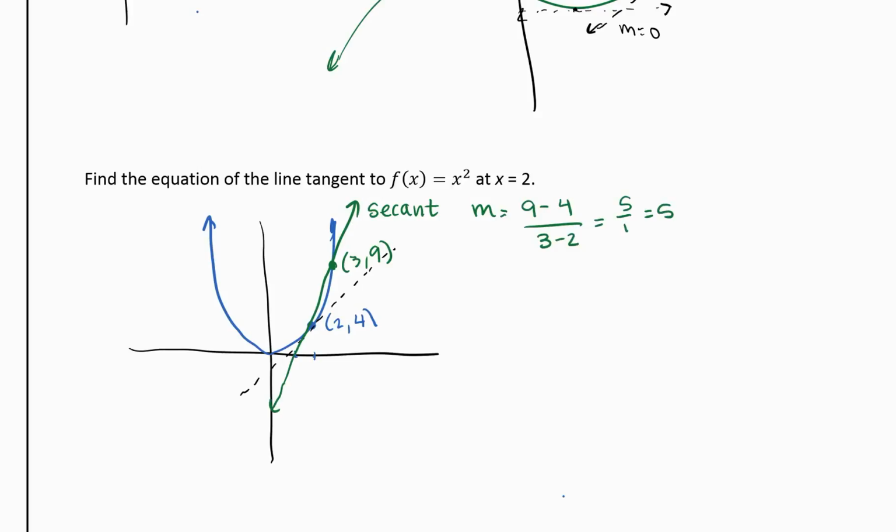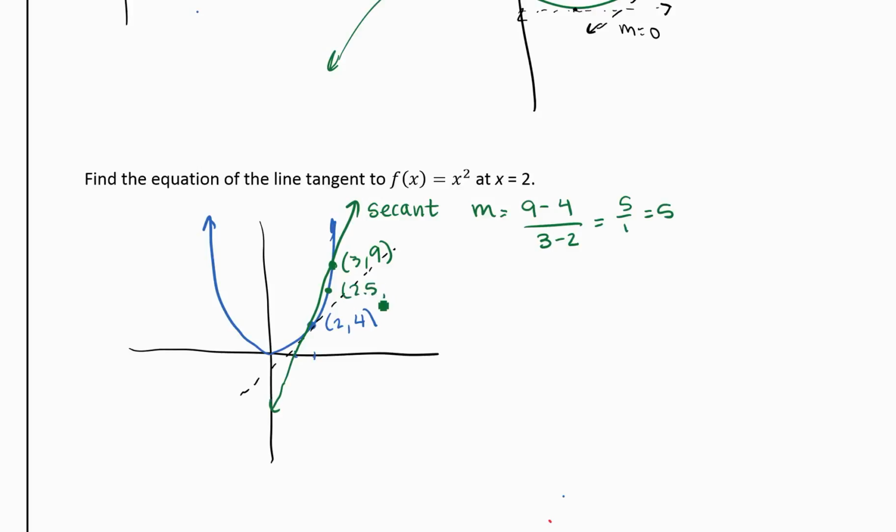Now, we can see that this line is much steeper than the tangent line we're trying to find. So we know that's not right, but at least it gives us a starting point. Well, what if we pick a point closer to 2 than 3 is? So, for example, what if we picked 2.5?